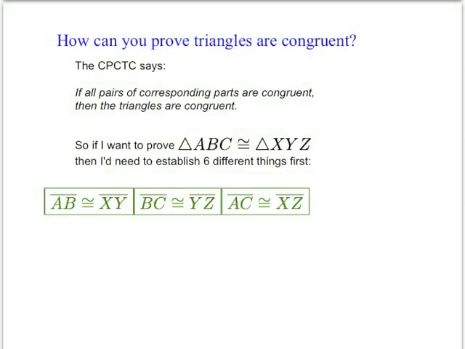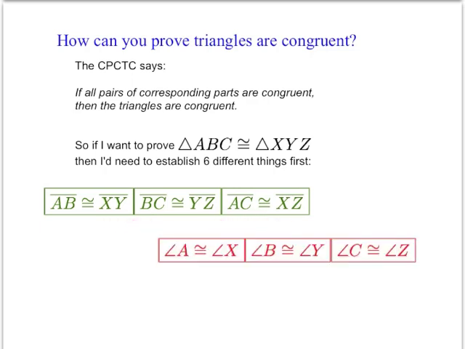So we can use CPCTC to prove that triangles are congruent, right? So all we would have to do is show that all pairs of corresponding parts are congruent, and then we could say the triangles are congruent. Well, the problem with that is we'd have to establish 6 different things before we could prove that the triangles are congruent. Not only would we need to prove that all 3 pairs of sides are congruent, but we'd also have to prove that all 3 pairs of angles are congruent as well, which is tedious. That's a whole lot of work.